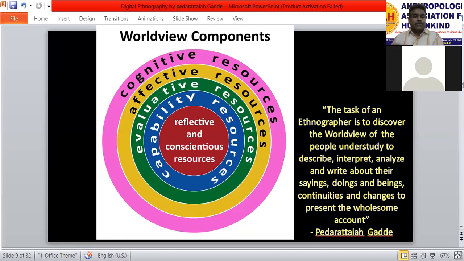For some other culture, in their cognitive domain, their reasoning of time, the conception of time may be linear. For Hindus, it is circular. So the cognitive domain consists of the ways of thinking, the habits of thinking, the principles of reasoning, the logic, the mental constructs, the categories. So the belief system comes under the cognitive domain of the worldview.